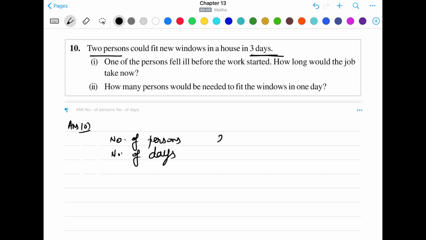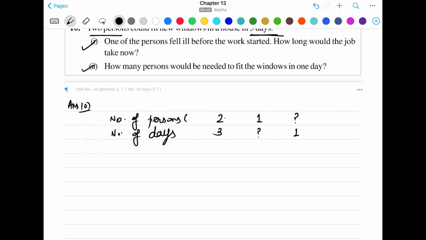So earlier it was decided that 2 persons will do the job in 3 days. But in case 1 person fell ill, that means the number of persons working goes from 2 to only 1. So we have to calculate how much time they will take to complete this job. Secondly, it asks how many persons would be needed to finish the job in 1 day. That means if we wish to complete this task in 1 day, how many persons do we need.